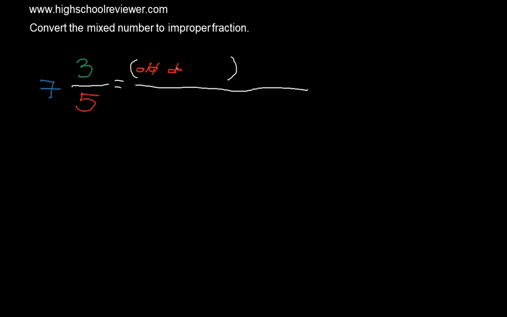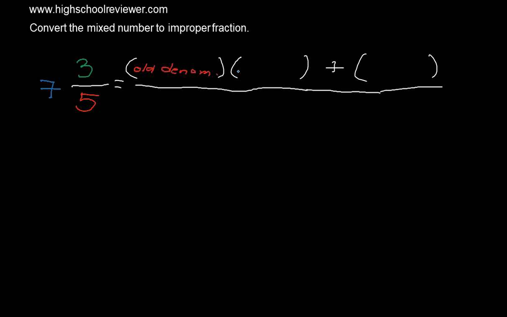Our given example here is 7 and 3 all over 5. So to convert mixed number to improper fraction, let's have this example. 7, which is the whole number, and 3 over 5, which is the fraction. To convert this, there are rules to follow. The first rule is to find the new numerator. We are going first to multiply the old denominator.